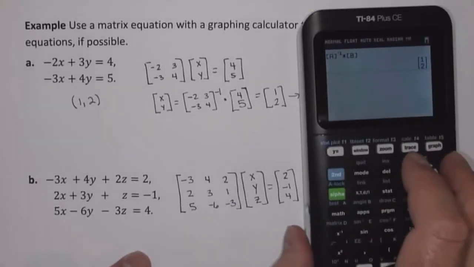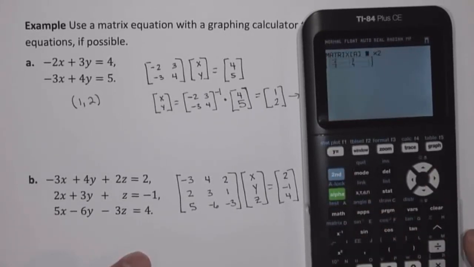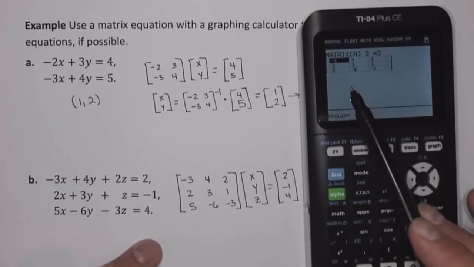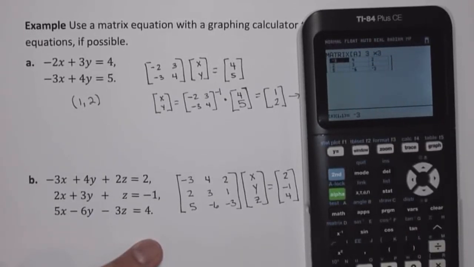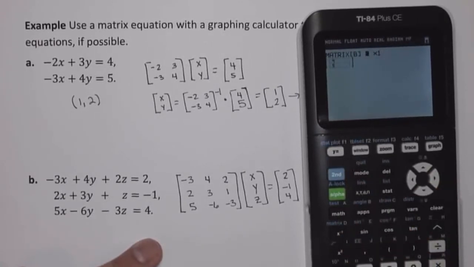So if I bring my calculator back in, I'm going to matrix. I'm going to edit matrix A. This time matrix A is a 3 by 3 matrix, and the entries are -3, 4, 2, 2, 3, 1, 5, -6, -3. So I have my coefficient matrix entered into the calculator. Back to matrix. This time I'm going to edit matrix B. This time matrix B is a 3 by 1 matrix with entries 2, -1, and 4.